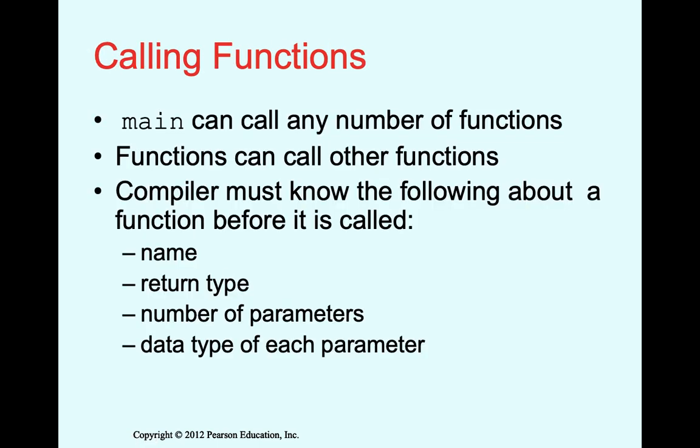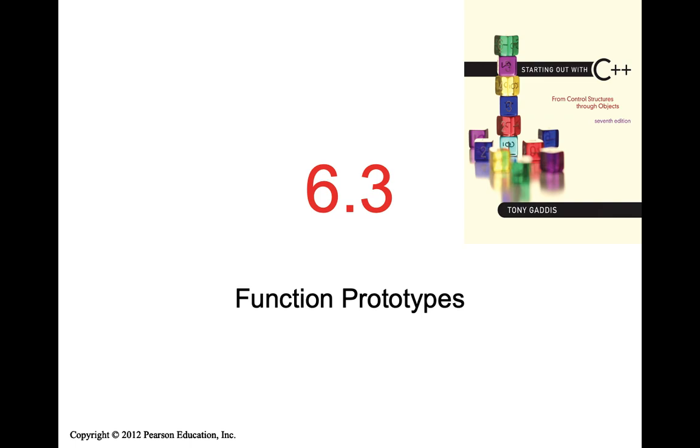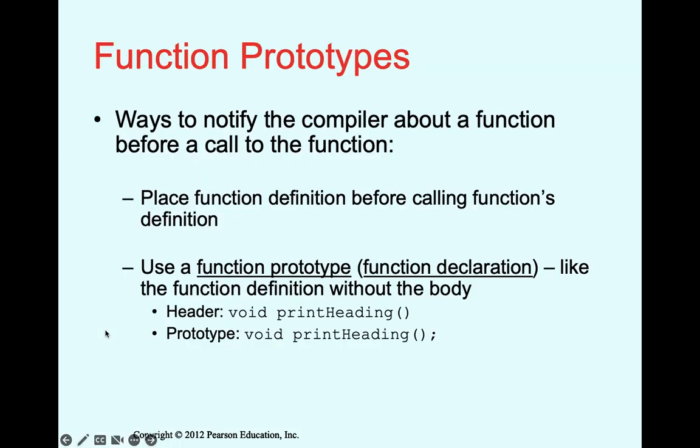So the main can call any number of functions, and a function can also call other functions. If you call a function, the compiler must know the following: the name, the return type, the number of parameters, and the data type of each parameter. We will see examples later.